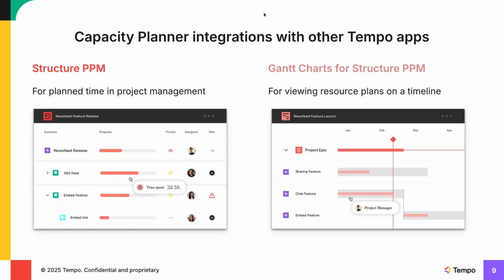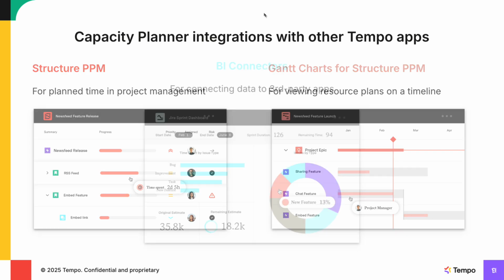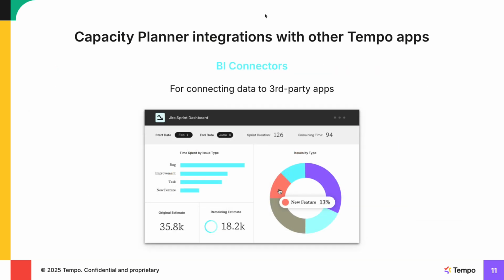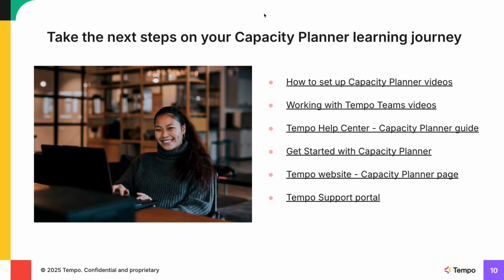Structure lets you visualize, track, and manage progress across your Jira projects and teams. And combined with Gantt charts for Structure, you can view the plans for resources on a timeline to schedule work directly in the chart, helping you manage resource allocation across your organization. Finally, with BI connectors, you can link Capacity Planner data to your organization's third-party apps, such as for reports on forecasting capacity and costs.